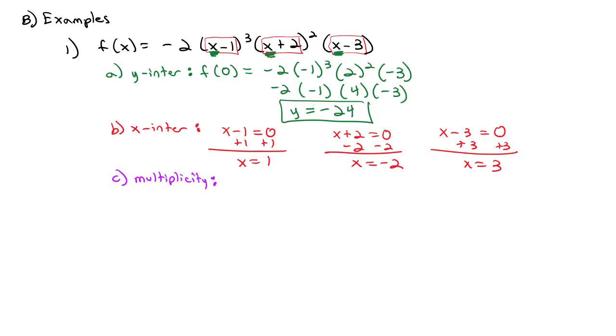what I see is the x minus 1 factor was cubed. Because it's cubed, I would expect this x equals 1 to level off. The x plus 2 factor was squared, so that second one is going to bounce because it was squared as a factor. The x minus 3 did not have an exponent, or an exponent of 1, so it's going to be straight.